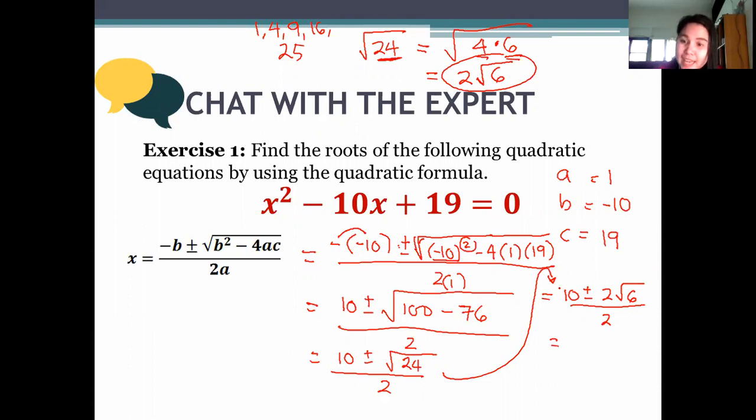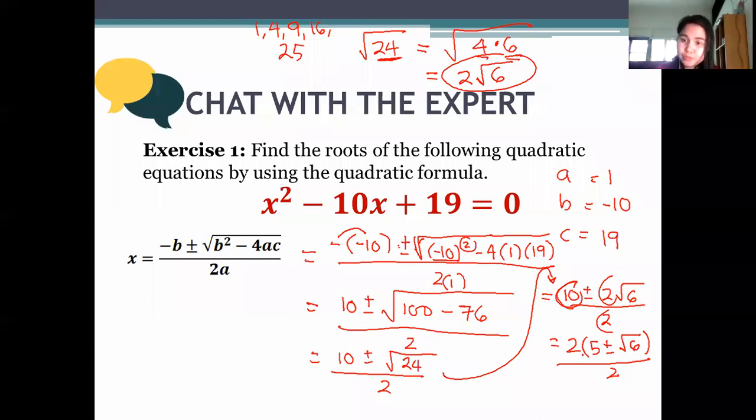Now, 10, 2, and 2 have something in common. Their GCF is 2. So we can factor them all by 2. Let's put 2 outside, divided by 2. 10 divided by 2 is 5, plus and minus 2 divided by 2 is 1. No need to write 1. Square root of 6. Do not divide 6 by 2. We only divide the ones outside the square root. So 2 divided by 2 equals 1, we'll cancel it out. Therefore, our answer is 5 plus and minus the square root of 6.